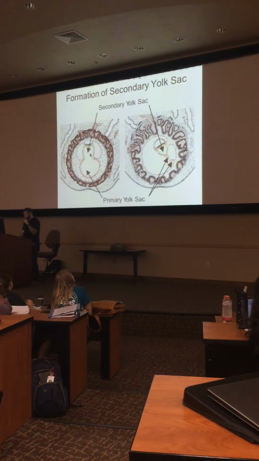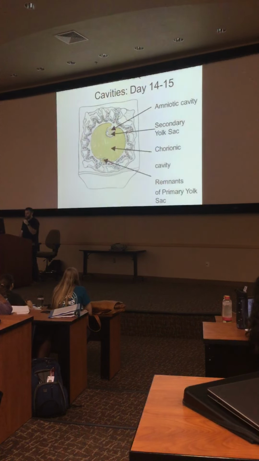So now we have 3 cavities. So this is the remnants of the primary yolk sac. Does that make sense, everybody? Went away. And then you have your amniotic cavity and your chorionic cavity.